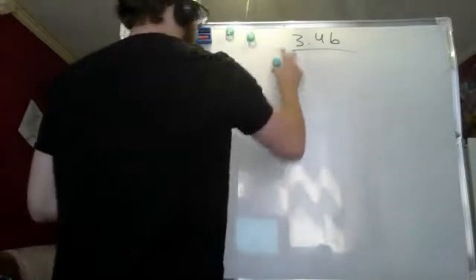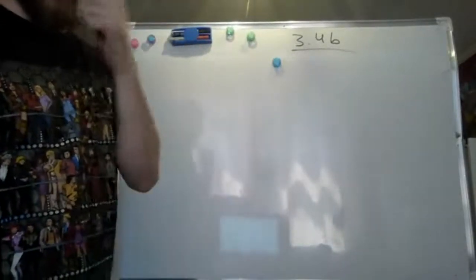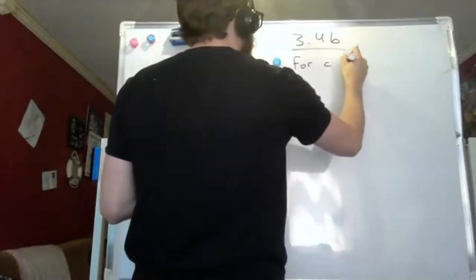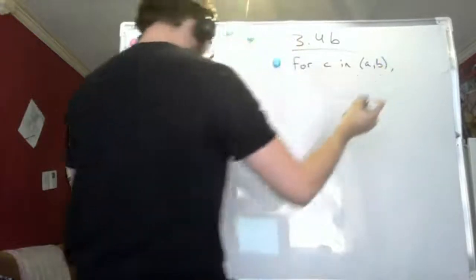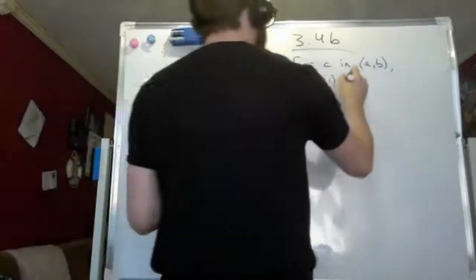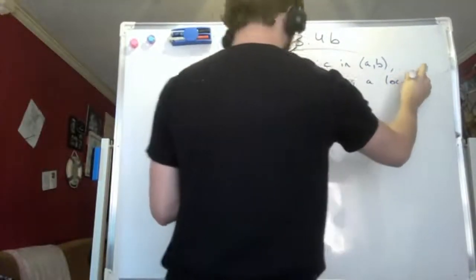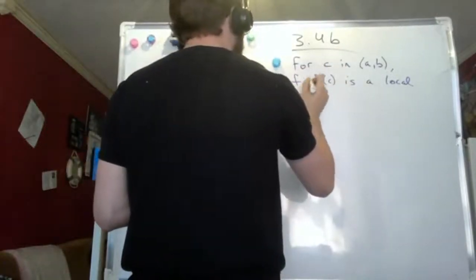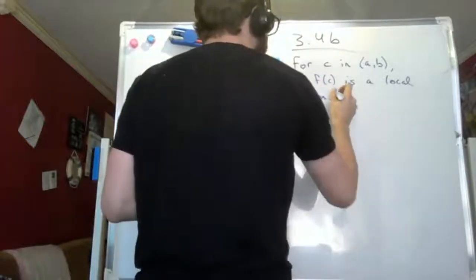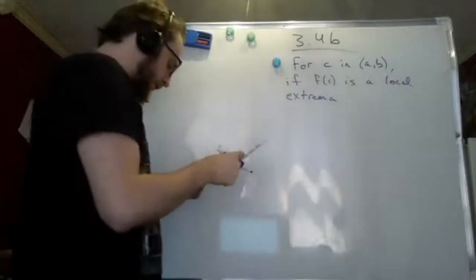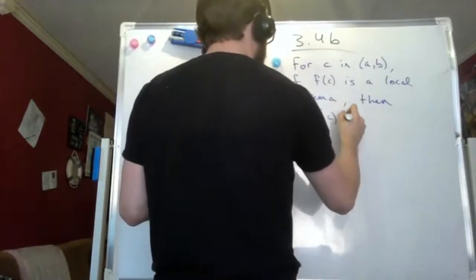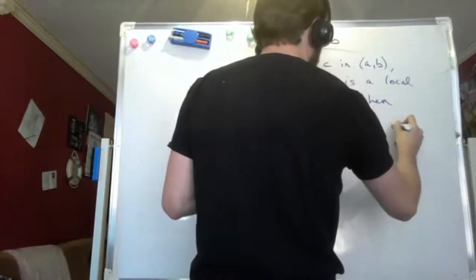So, what's this other definition I want to talk about? Well, what we have now, and this we've kind of already touched on, but I just want to write it out in words. So, for c in an interval AB, if f of c, so we're talking about the y value at c, if f of c is a local extrema, which means that it's a local min or max, if it's a local extrema, then f prime of c equals 0 or does not exist.